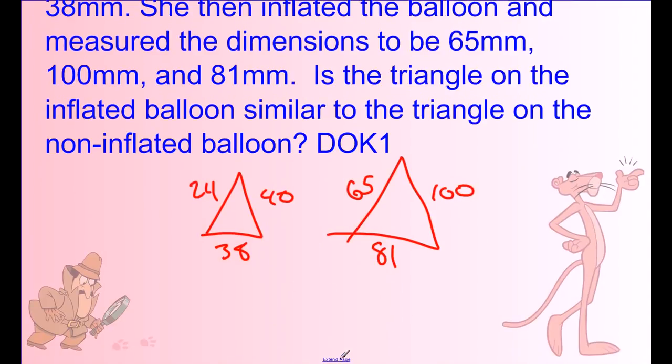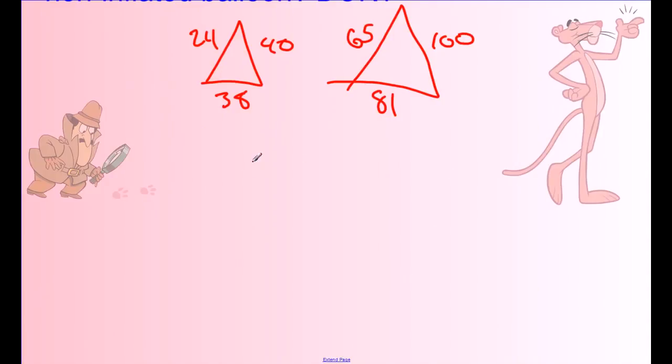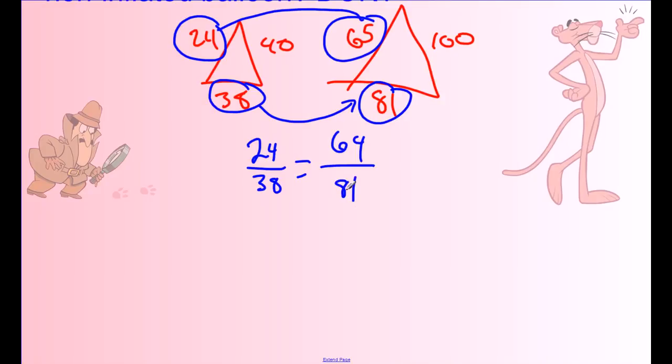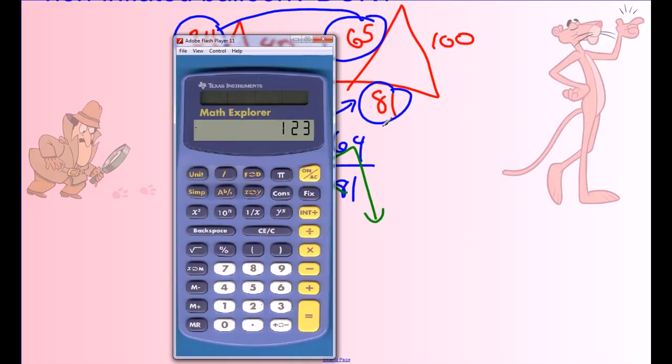Well, the way we did that before is proportion. It's going to be the same. So we take a proportion, boom, boom. I'm going to pick a couple sides at random. I'm going to use those 2. Why not? So 24 corresponds to 65. 38 corresponds to 81. And if I cross multiply, and if I get the same thing on both sides, then they are similar.